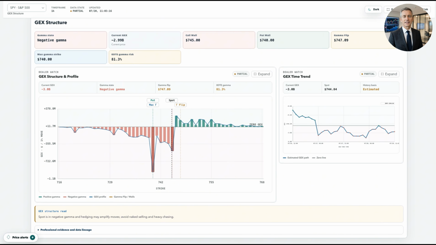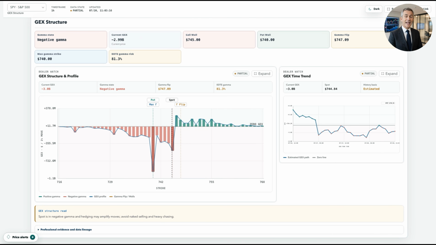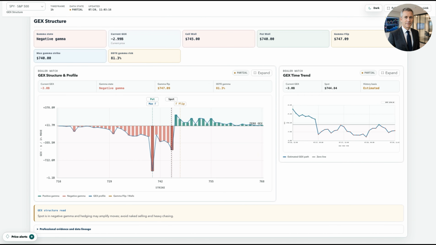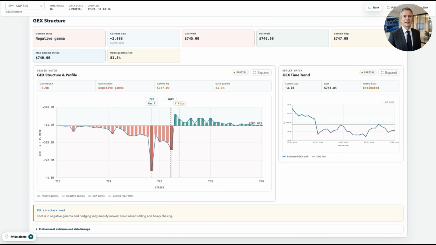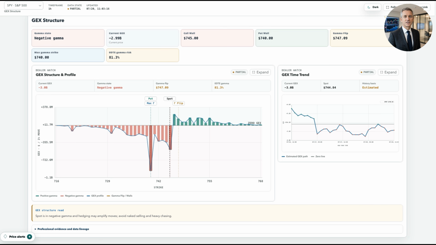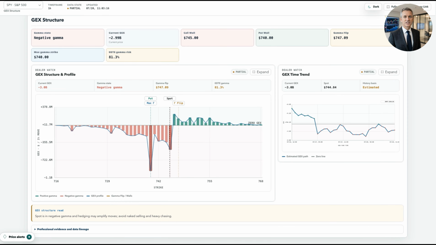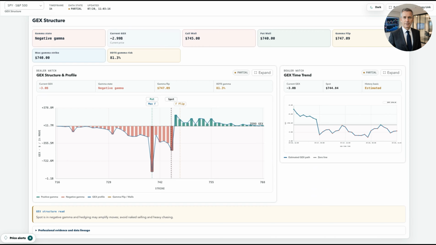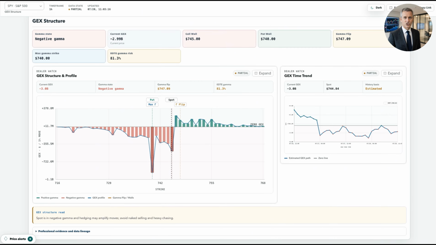Above the zero line is positive gamma. That area usually dampens volatility and can create pinning. Below the zero line is negative gamma. Hedging activity there may amplify moves in the direction of price. Remember, positive gamma does not mean price must go up. Negative gamma does not mean price must go down. Gamma flip is the boundary where the state may change.